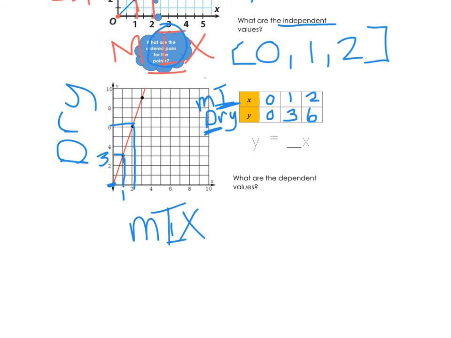So I see to get from x to y, I am multiplying by 3. Because 1 times 3 is 3. And 2 times 3 is 6. So my rule would be y equals 3 times x, or just 3x. And then the question here is, what is my dependent values? Remember, d is your dependent, which is your y. So those would be 0, 3, and 6.